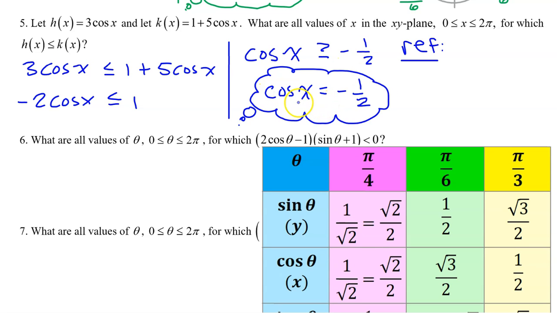First, we think about where cosine x is equal to -1/2. We can find the reference angle by asking ourselves the cosine of what angle is 1/2, ignoring the negative sign. We have memorized that the cosine of pi over 3 is 1/2, so pi over 3 is the reference angle.